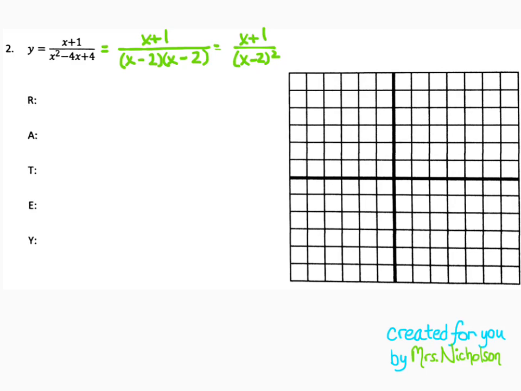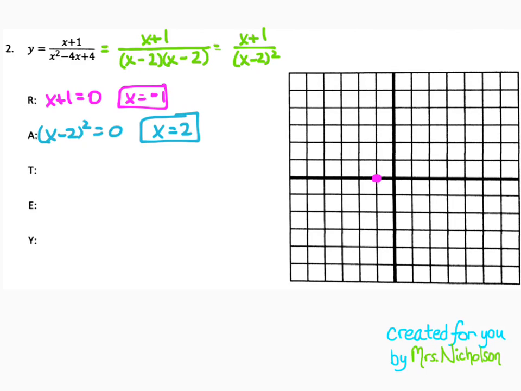Alright, so let's go through the steps of RADII. Roots, we're going to take our numerator and set it equal to 0. And so for the root, we get x equals negative 1. So right here, there's our root. Asymptotes, we're going to take the denominator, x minus 2 squared, and set it equal to 0. And so I get x equals 2 for the asymptote, only one asymptote.